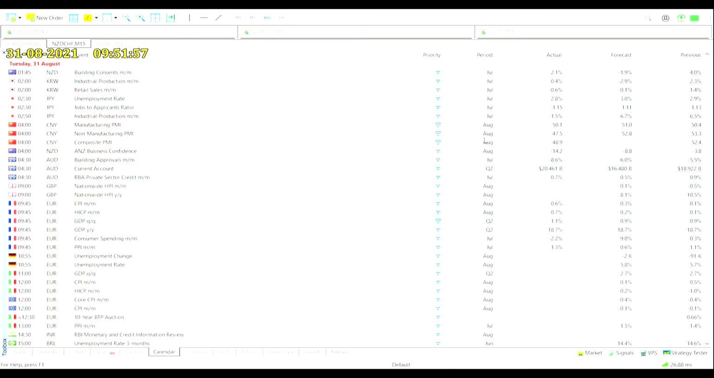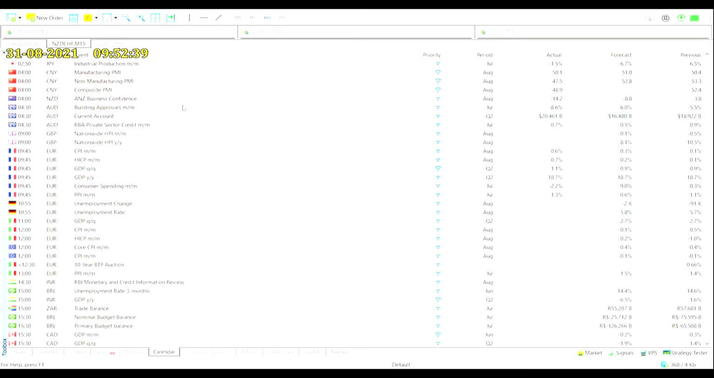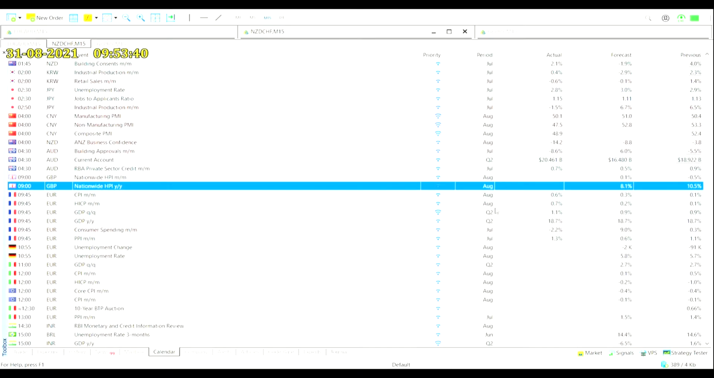Over in China, manufacturing and non-manufacturing purchasing managers index coming in a little bit weaker than expected. Manufacturing 50.1 against 51 expected, and non-manufacturing 47.5 against 52.8 expected. So that was a bit of a miss. Building approvals month on month, a lot less than expected in Australia there. That's a negative 8.6 instead of a positive 6 that was forecast. France's consumer price index, the inflation measure, that came in worse than expected, 0.6 inflation against the forecast of 0.3.